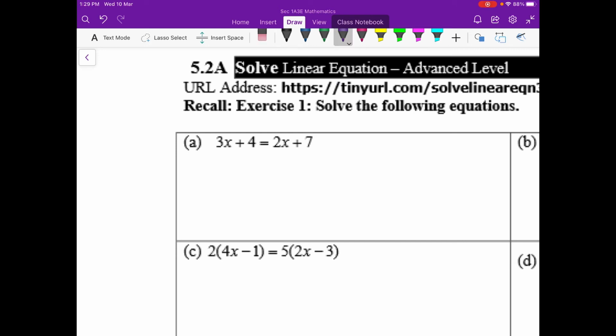What should we do on both sides? Glenn, what should we do on both sides? Minus 2x, yes. So you take away 2x, you're left with x on the left hand side. At the same time, we also want to get rid of that 4 over there by subtracting 4. A one-step answer. Okay, next one, part B.